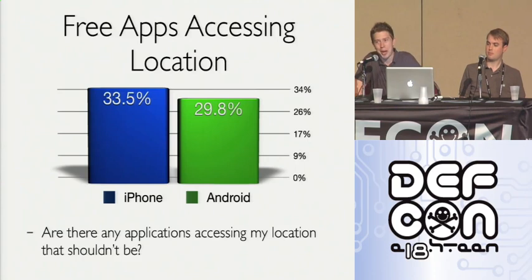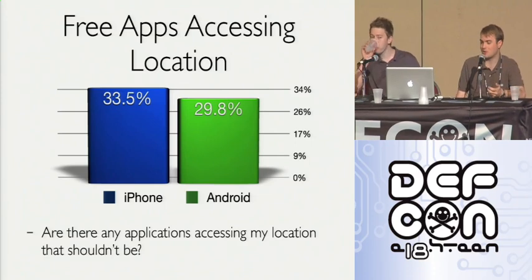So we said, okay, crushing defeat. We didn't find anything wrong with the soundboard applications. But what about location? Are there any applications that are using my location for purposes that I don't know about? And what does this say about mobile apps in general? Nearly 30% of every single mobile app that we saw knows where you are. It's interesting.